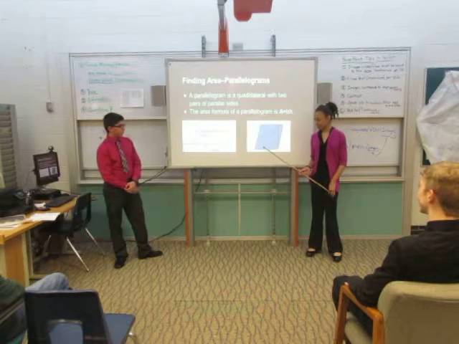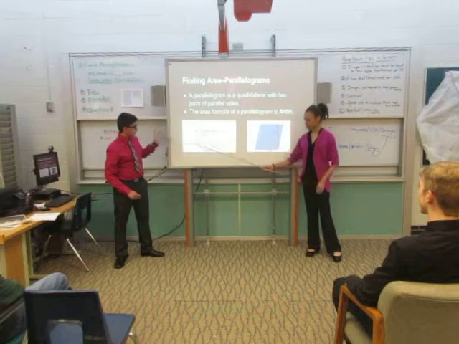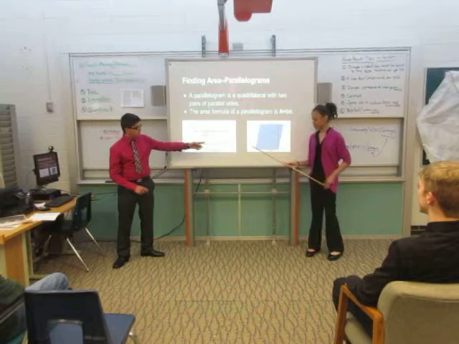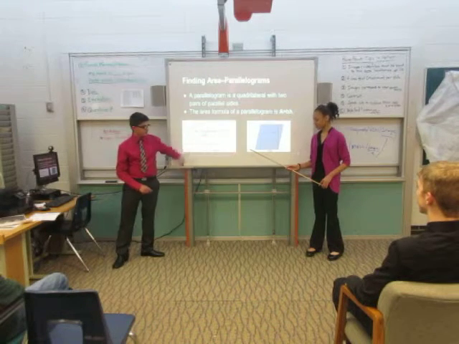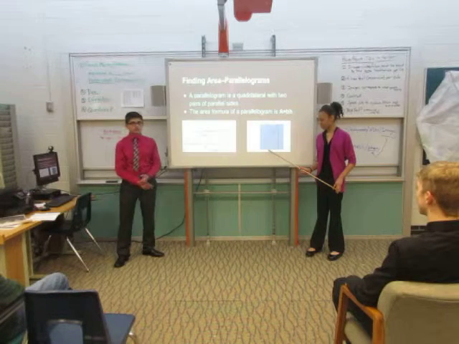Another way that you can find the area of the parallelogram is when you draw in the height, you form a right 90-degree triangle. Then if you move that triangle over, you can form a rectangle, which is an easy shape to work with.